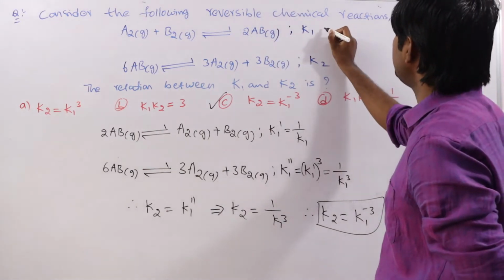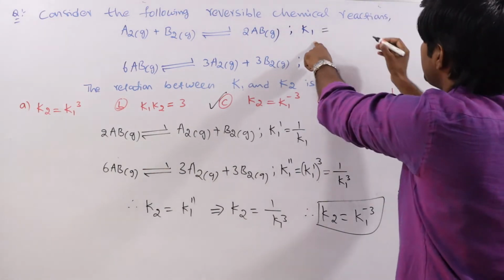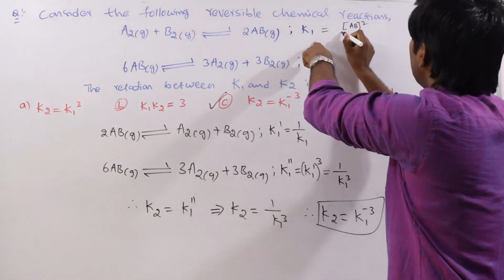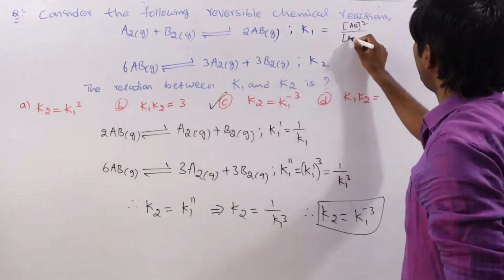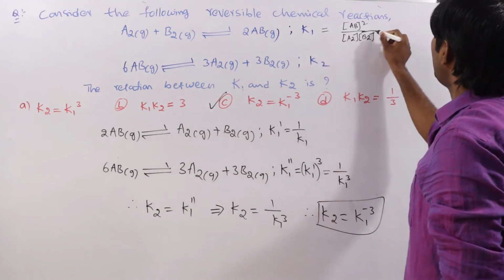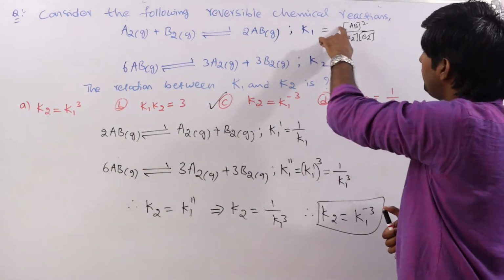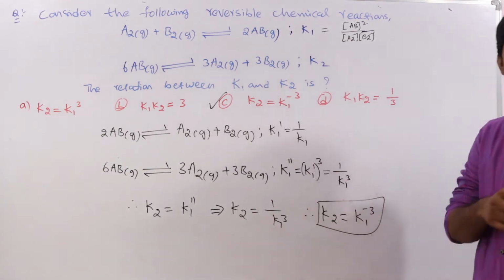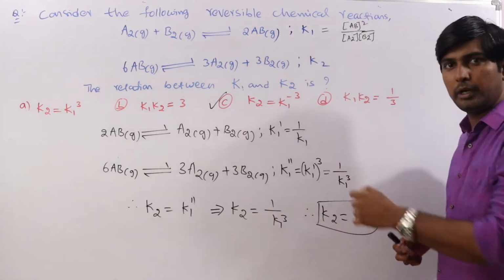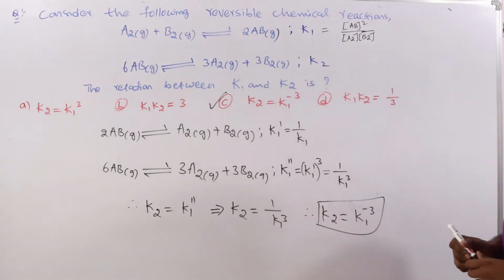So for the first reaction, the equilibrium constant expression is concentration of AB whole power 2 by concentration of A2 into concentration of B2. We already discussed how to write the equilibrium constant expression: concentration of products by concentration of reactants, and each term is raised to its stoichiometric coefficient. So here it is 2 moles, that's why concentration of AB whole power 2.